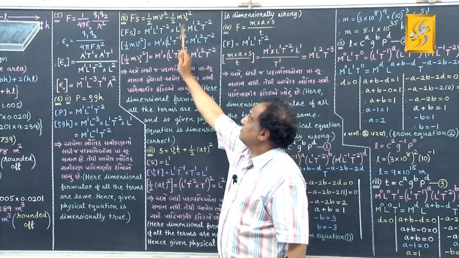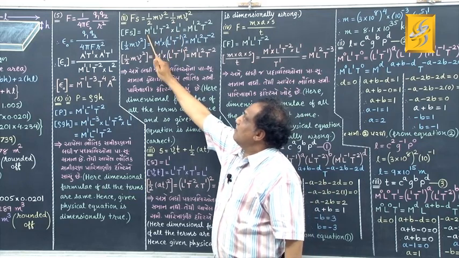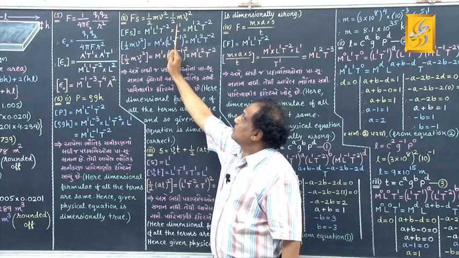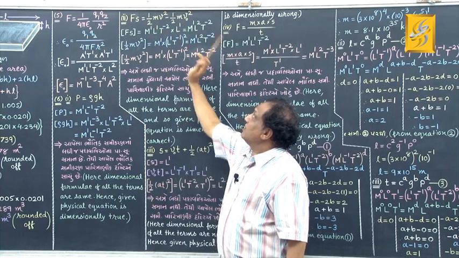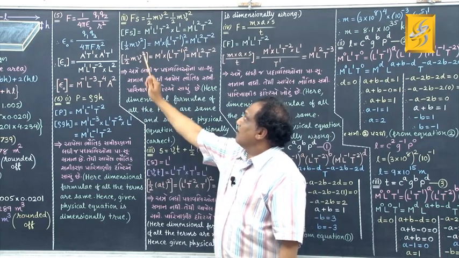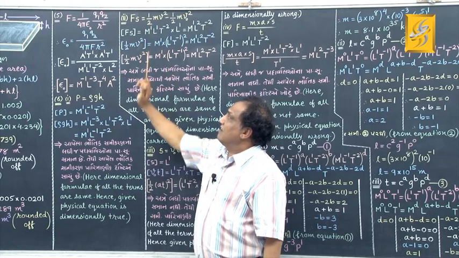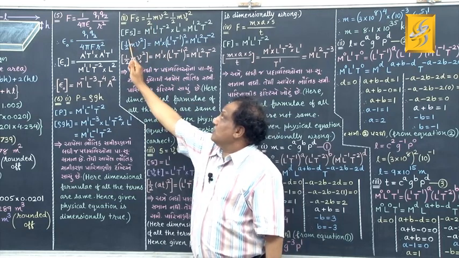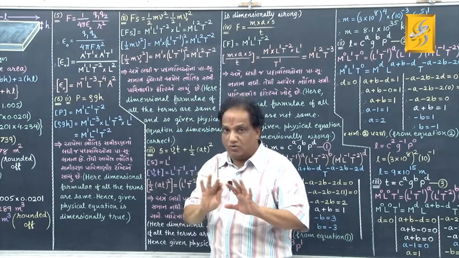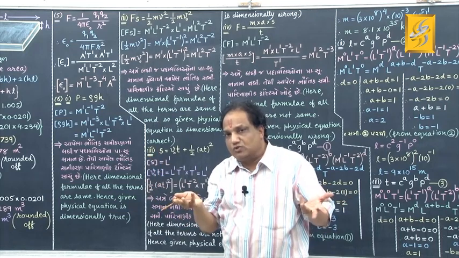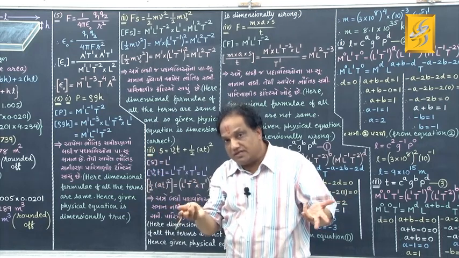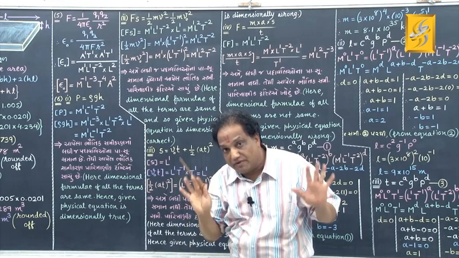Here it is, L raised to 1. So when you multiply these two, m raised to 1, L raised to 1 plus 1, that is 2, T raised to minus 2. Correct? This is the second term, half mv square. 1 by 2 is a numerical number. You don't have to write anything for that. We are supposed to write the dimensional formula of physical quantities, not for the mathematical number.